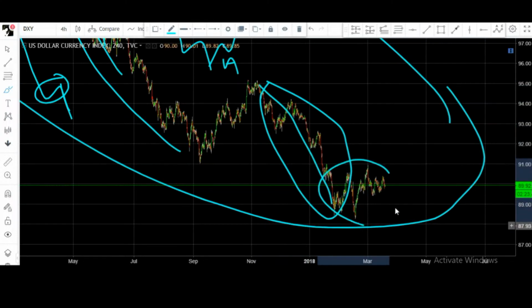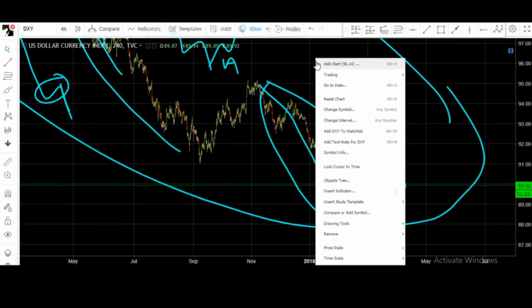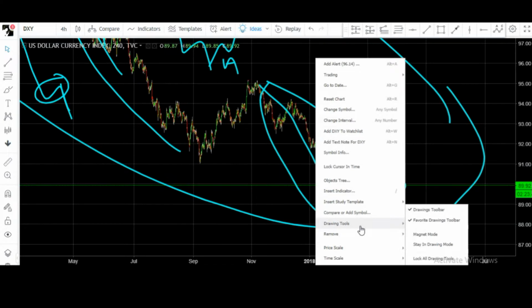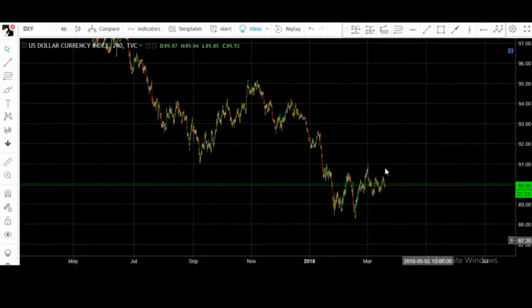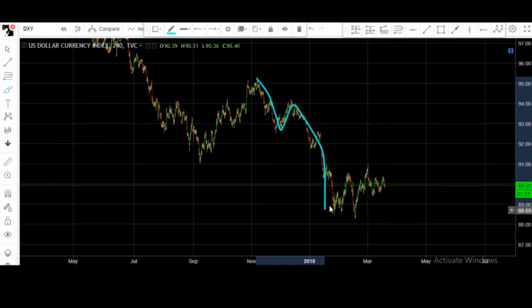Now, we're in this situation. Let me just clear these. Now we're in this situation, and what are we expecting next? Well, it certainly looks like this fifth wave is over. And the reason I say that is because this looks to me like a 1, 2, 3, 4, 5. Similar to the top end there.